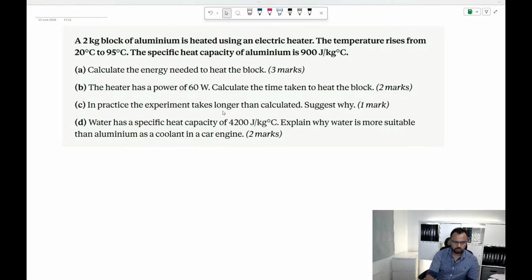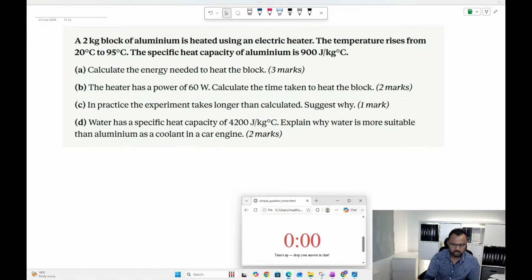Right, everybody, let's try this question. I'm going to run the timer again. Hi, Nayonika. I will explain specific heat capacity, and this is specific heat capacity. Let's do specific latent heat after this, okay? So I'm going to run the timer for 2 minutes, everybody. Let's do that.